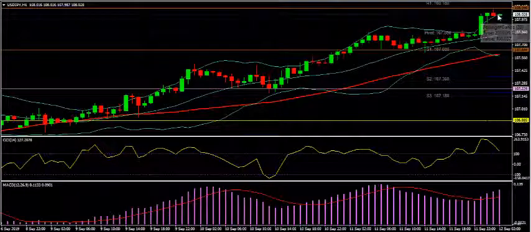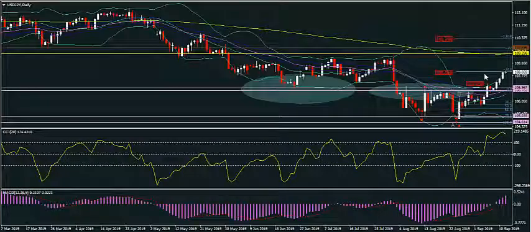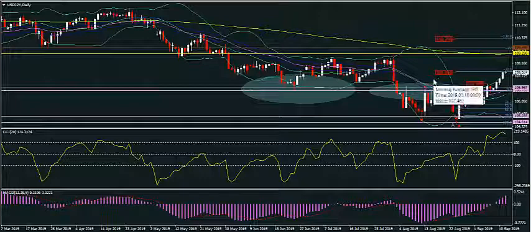It has reached the first target. When it reaches the first target, usually with these extension targets, I expect some kind of a pullback, not necessarily a significant one, or maybe just a little more sideways activity for a little while before it finds either some kind of support or resumes that uptrend.